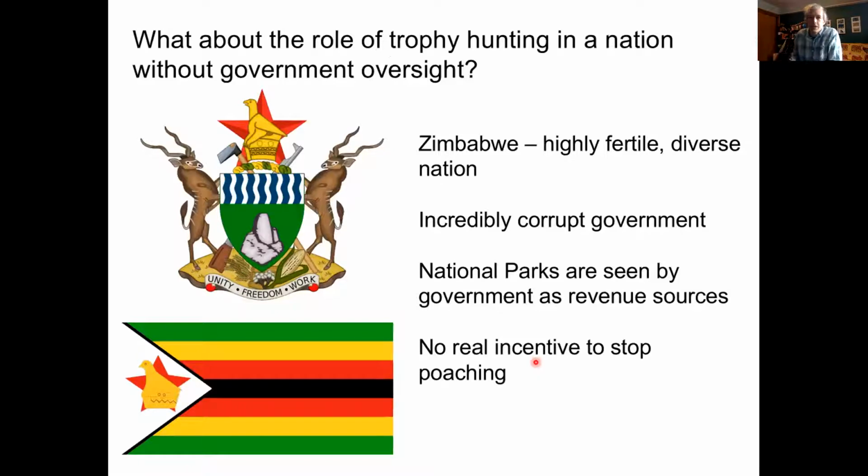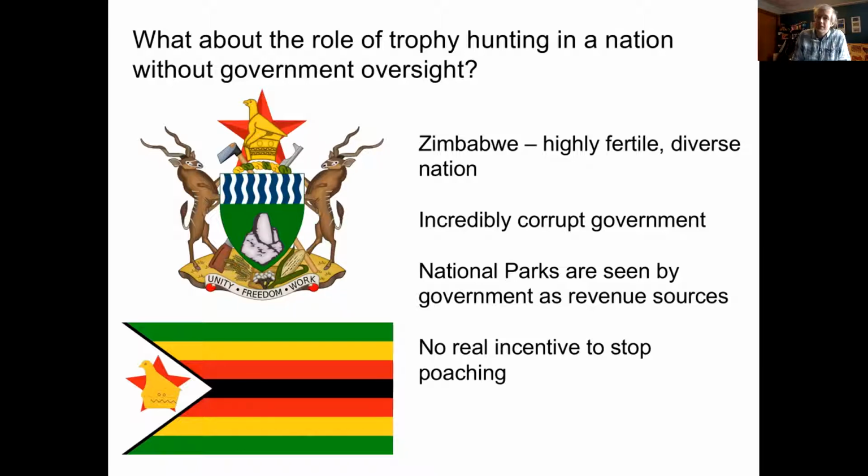And one of the questions then becomes, well, what about the role of trophy hunting in a nation without real government oversight? And we're going to talk about the nation of Zimbabwe, which is a place I've been to a few times. Now, Zimbabwe is an incredible country. It's highly fertile and very biodiverse. It was known as the Garden of Africa. It's just an insanely fertile place.